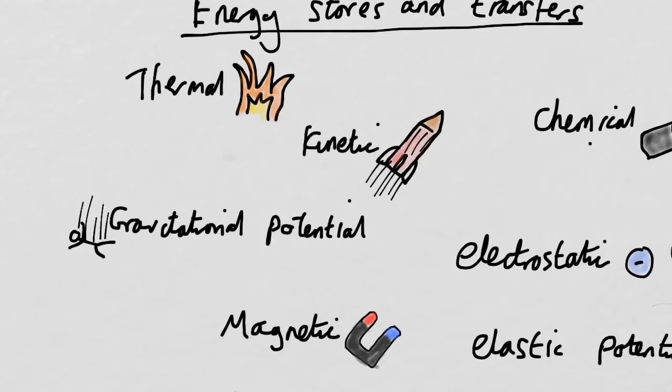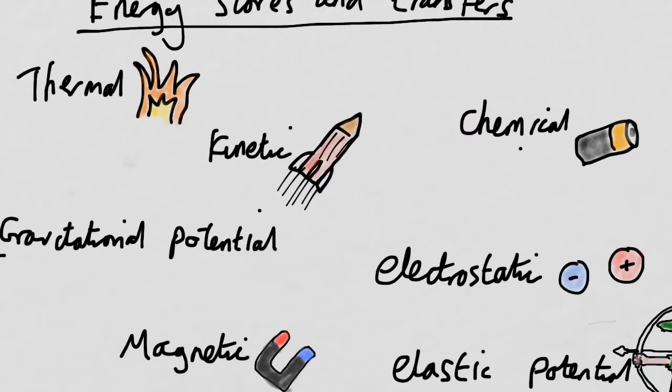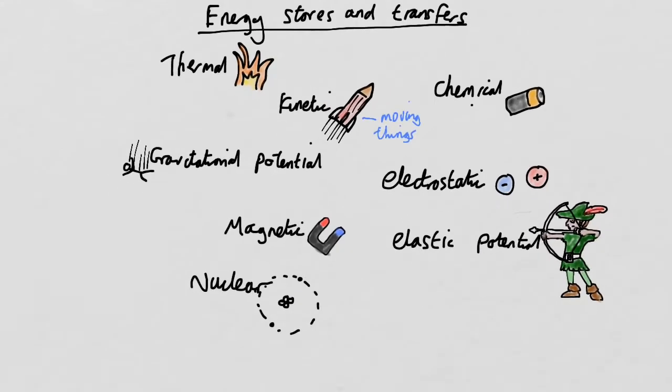Okay, kinetic energy. Anything that is moving has kinetic energy. So a car, for example, moving along a road has kinetic energy. The car will come to a stop eventually because some of that kinetic energy will be drained away by the force of friction between the tyres and the road.